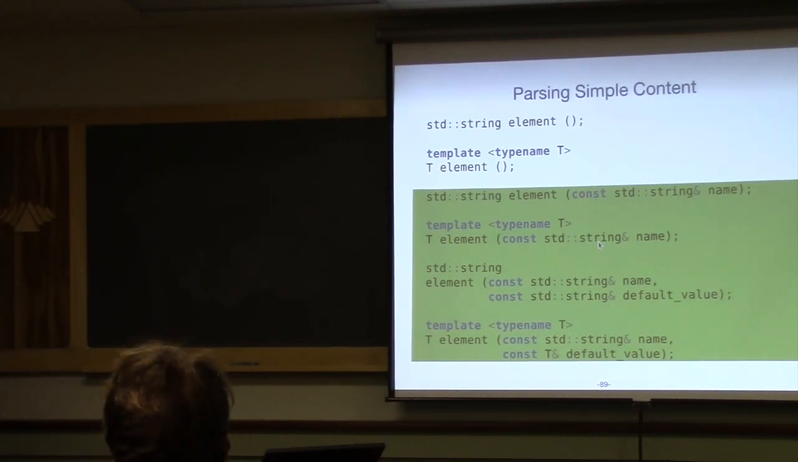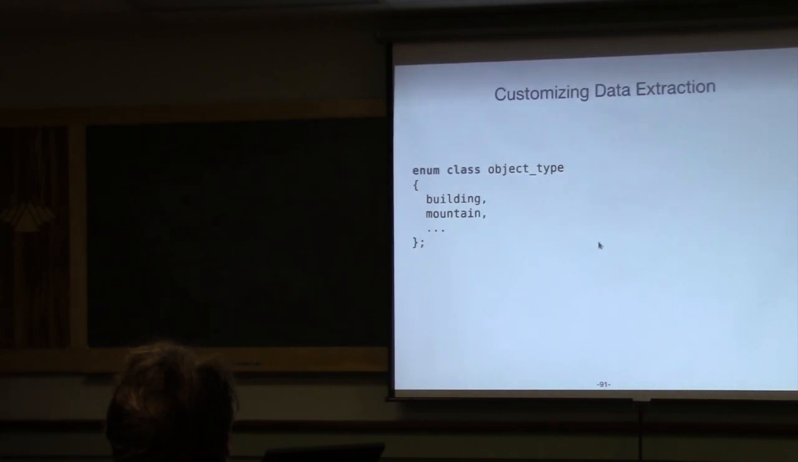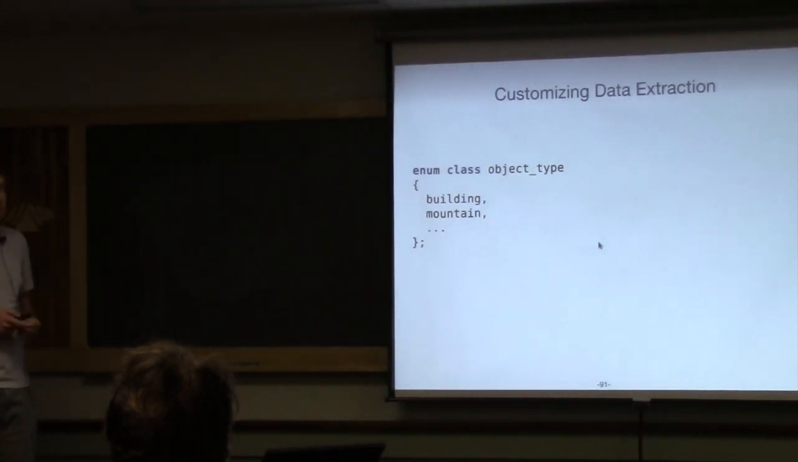Okay, I'm gonna go a bit faster, so if you're still reading or have questions, let me know. So that's how we can get the name element, pretty simple. For the type element, we would like to use this enum class. So I'm getting now to Sebastian's question.